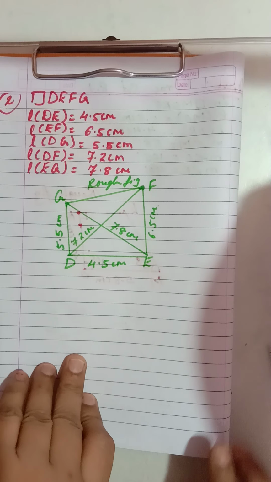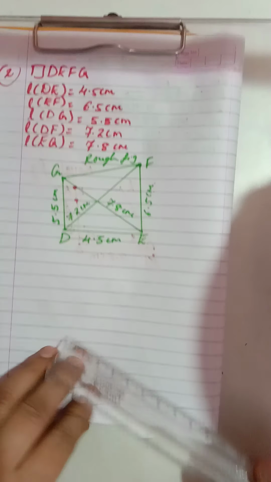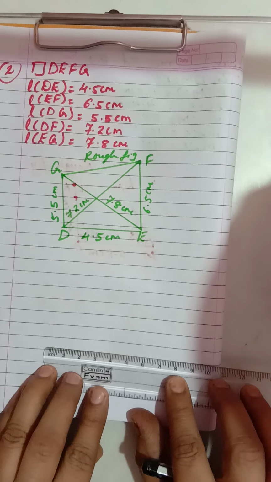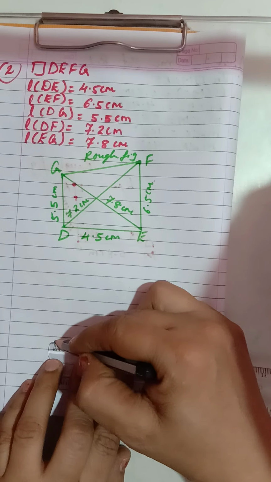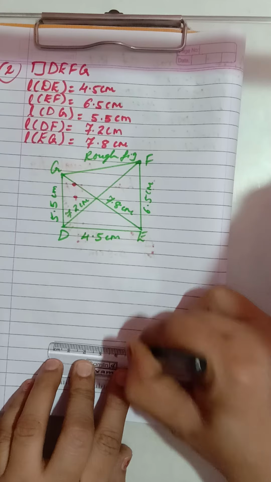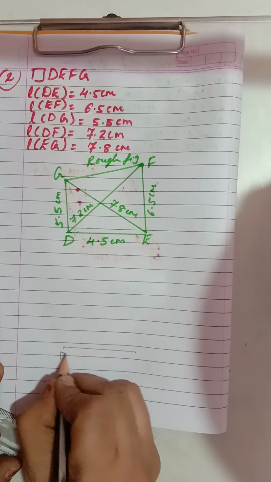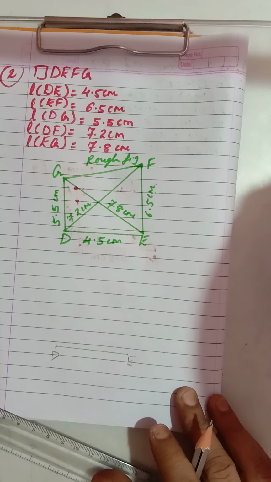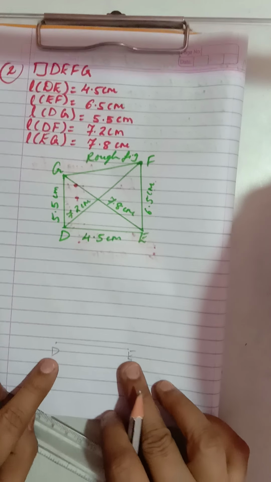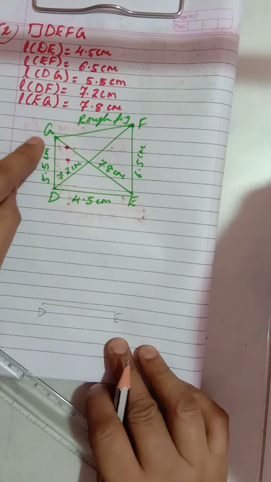Now let us start the main construction. First, as I told, we'll do the base children. So your base is DE, that is 4.5 centimeter. With the help of the scale you are going to draw 4.5 centimeter. This point is D, this is your E. Now see children, here 2 points of the quadrilateral we have already drawn. Now which 2 points are remaining?